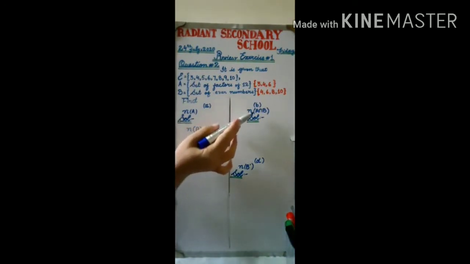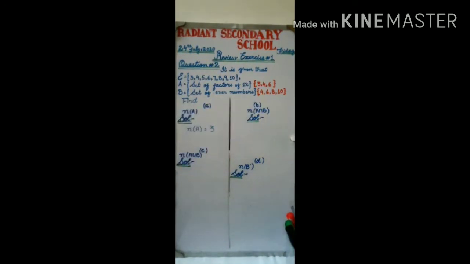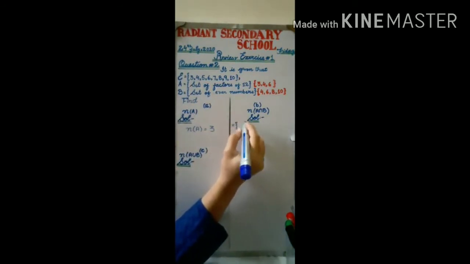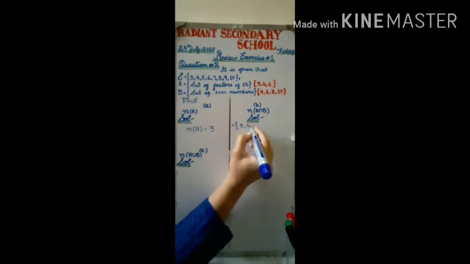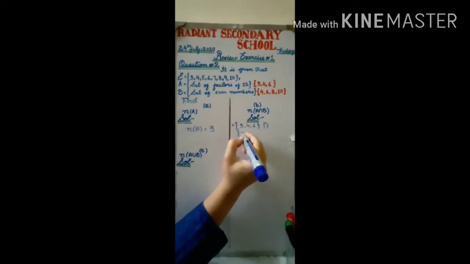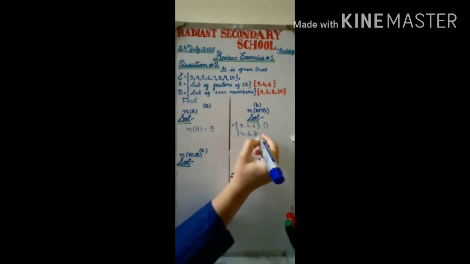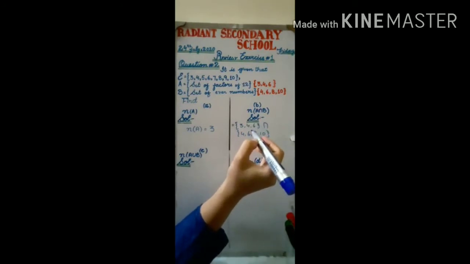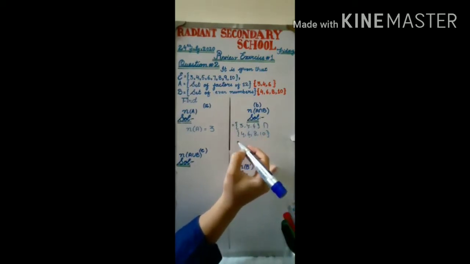Number of elements in A intersection B. First you have to find A intersection B. Write A set first, 3, 4, 6, intersection B. B set is 4, 6, 8 and 10. Now intersection, you know very well what is intersection. Intersection means common elements. Look, 4 and 6 are common between these two sets. So our intersection will become 4 and 6.